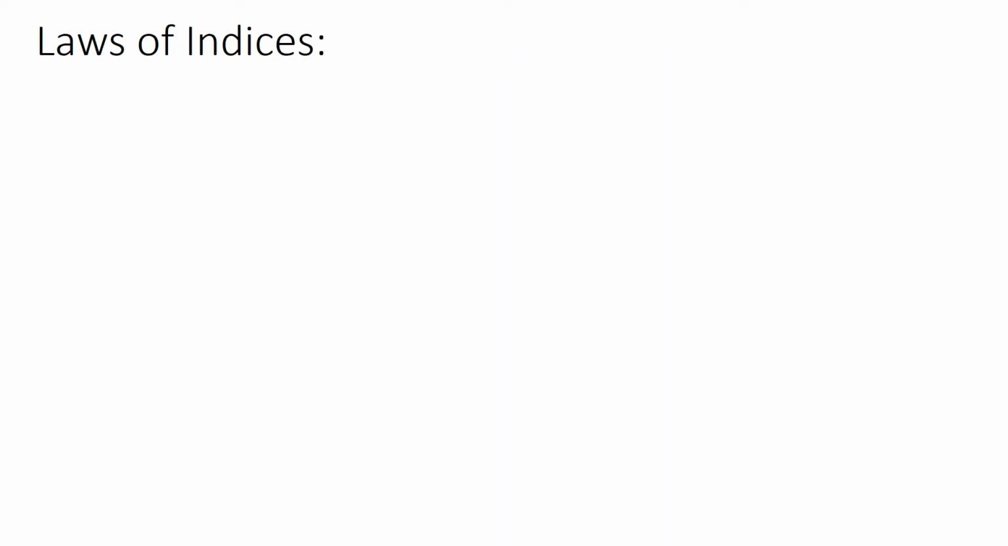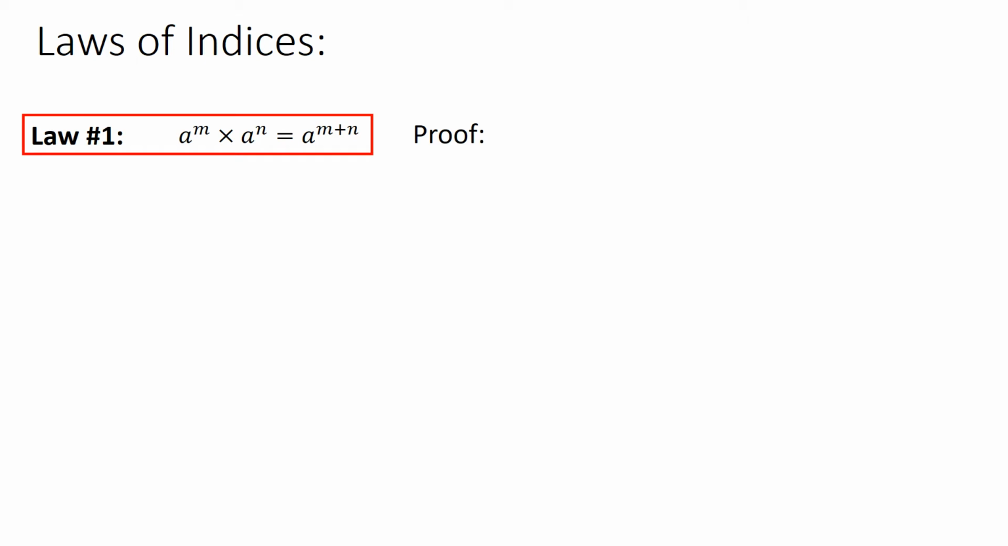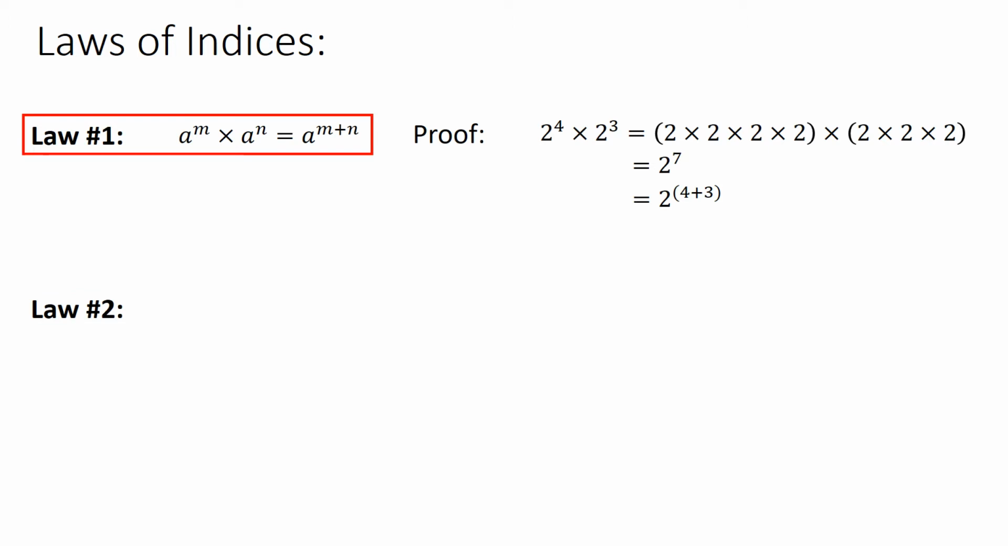Now, let's discuss a few important laws of indices with proofs. Law number 1. a to the power m multiplied by a to the power n equals a to the power of m plus n. So let's look at the proof. Example, 2 to the power of 4 times 2 to the power of 3. It means 2 times 2 times 2 times 2, multiplied itself 4 times, then multiply again 2 times 2 times 2, or the 2 multiplied itself 3 times. We can count that there are 7 times the 2 multiplied itself, which is 2 to the power of 4 plus 3.